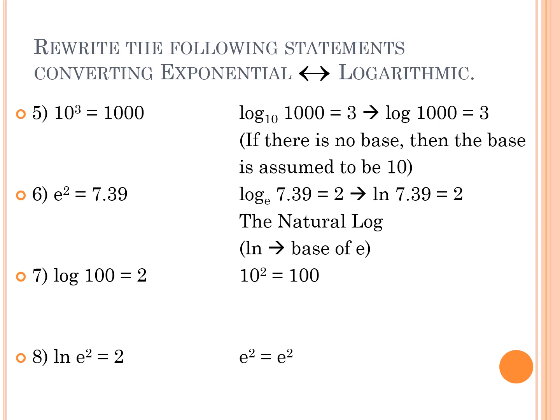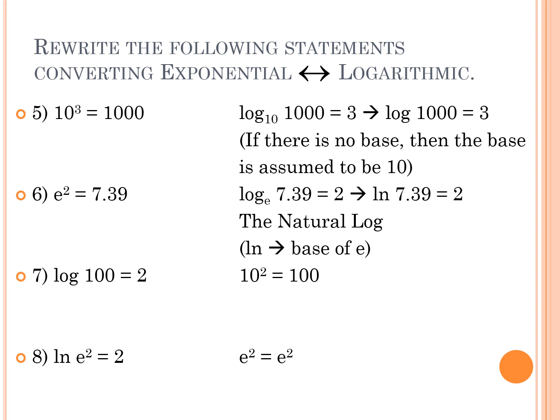All right, so for number 7, we understand again that if we don't see a base, the base is 10. So we still would move that base up. So that base of 10 to our exponent of 2 equals 100. And that's correct. 10 squared equals 100. So that's just another way of writing it. But again, understanding that if we don't see that base, we're going to use a base of 10.